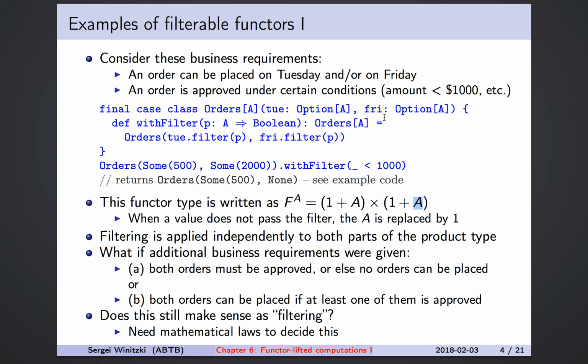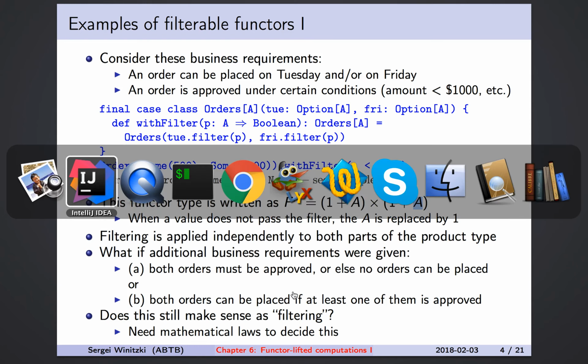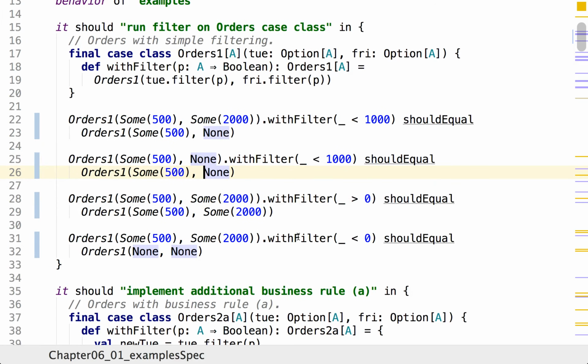But we could consider other options. For example, both orders must be approved, or else no orders can be placed at all. That could be a business requirement. Another business requirement that one could come up with is that if at least one of the orders is approved, then both orders can be placed. So let's see how that works in code.